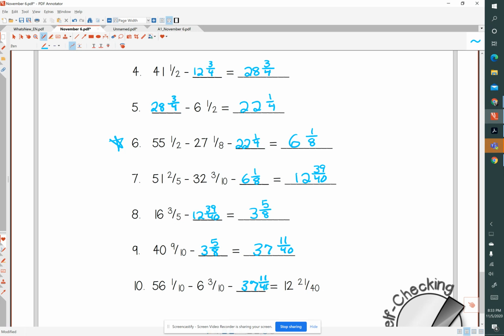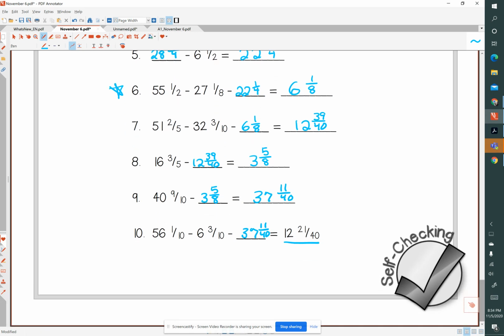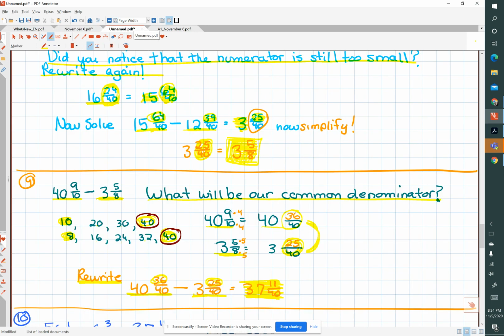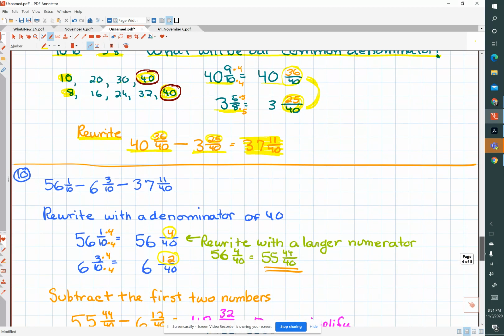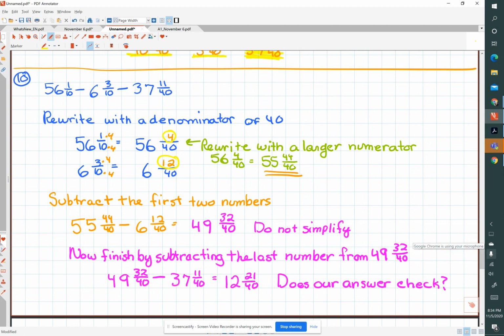And we are not content to sit on our laurels here. We need to prove this final answer and see if it checks. So let's go ahead and do that, and then our work is done. Last problem of the day. 56 and 1/10 minus 6 and 3/10 minus 37 and 11/40. Okay, we're working with a denominator of 40 here. I think that's our denominator of the day today.